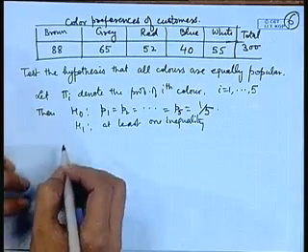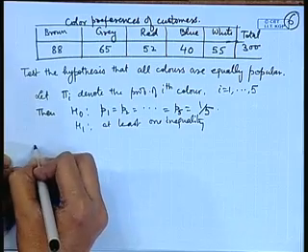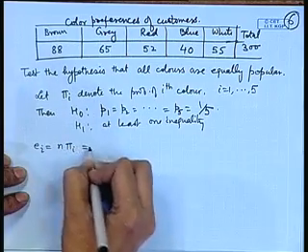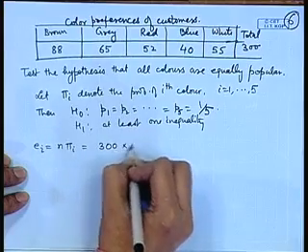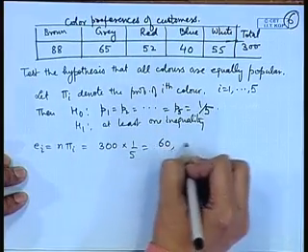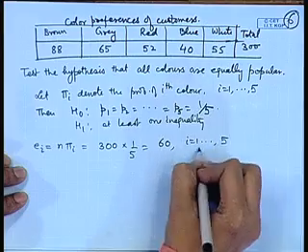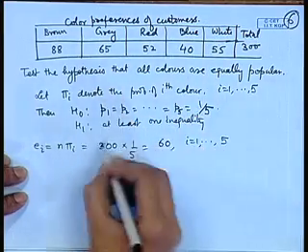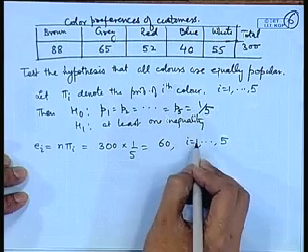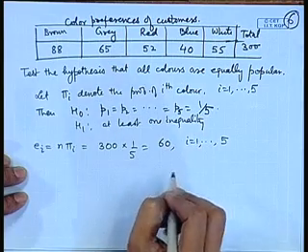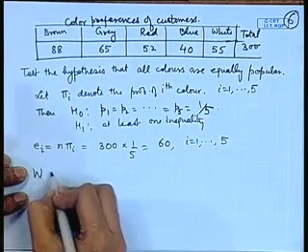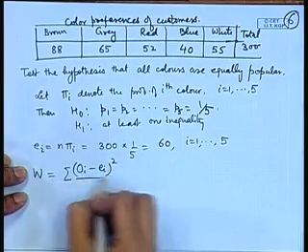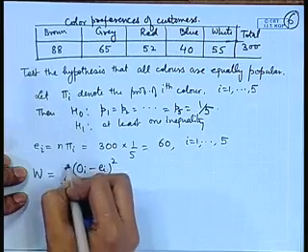So, on the basis of this we do the following calculations. We can calculate EIs. So, EI is n pi I. So, here it is 300 into 1 by 5, that is equal to 60. Each category has the same probability, and therefore, each category will have the same expected frequency also. So, on the basis of this, if we calculate W, that is sigma OI minus EI square by EI, I is equal to 1 to 5.